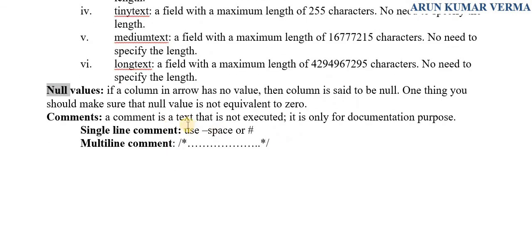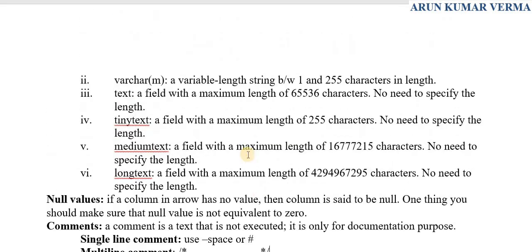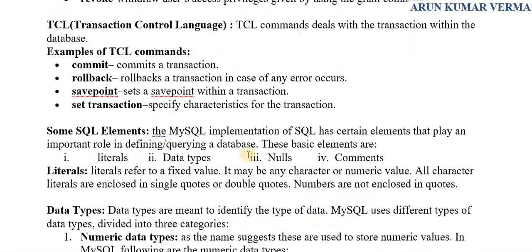Okay, the comment. A comment is text that is not executed, it is only for documentation purposes. Okay, so like Python, we have comments in SQL also. For a single line comment, you have to use dash with space, or hash. For a multi-line comment, you will use forward slash star, and here you will write down your comment, and then star and forward slash. Okay, so this is the introductory part of MySQL.